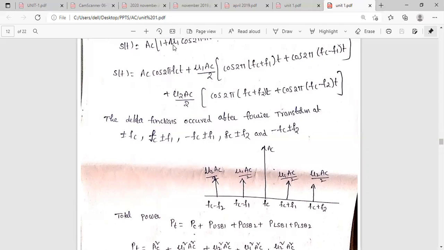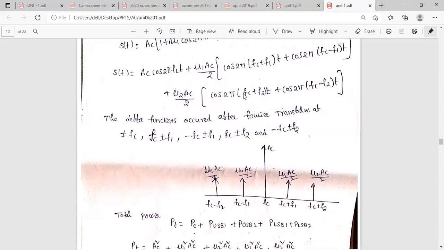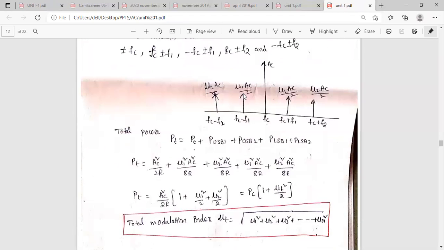So here you may calculate the total power. This total power is equal to the carrier power plus the upper sidebands for the modulating frequencies. This is upper sideband 1, this is upper sideband 2, and the remaining two are the lower sideband frequencies. From that you can calculate the total power. So what is the total power?